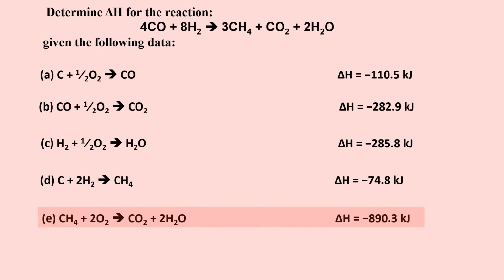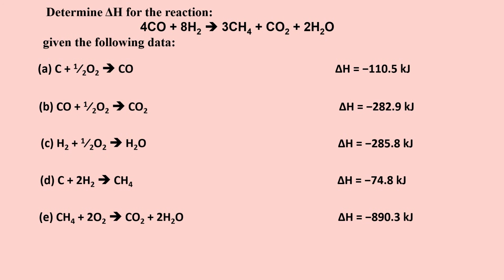And finally, E, we have 1 mole of methane, CH4, reacting with 2 moles of oxygen gas to produce 1 mole of CO2 and 2 moles of H2O. The delta H for this reaction is negative 890.3 kilojoules.